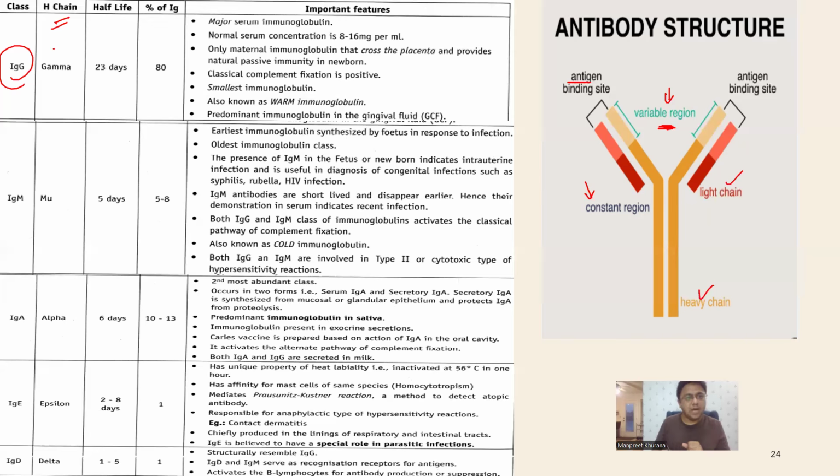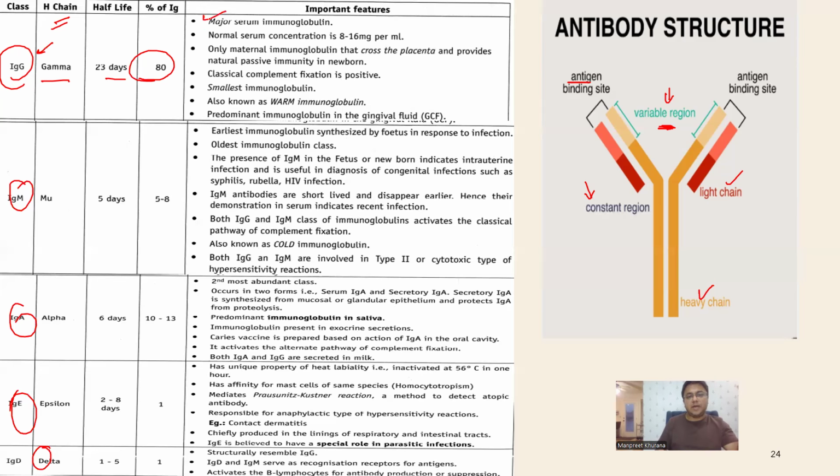Now, IgG. We have five types of immunoglobulins mainly: IgG, IgM, IgA, IgE, and IgD, based on the heavy chain. So we have GAMDE. Usually we can make a mnemonic like GAMDE. The first one is G. The half-life of G is 23 days, and you can say 80% of the immunoglobulins are IgG. That is why we learn them as GAMDE. So G is the most prevalent.